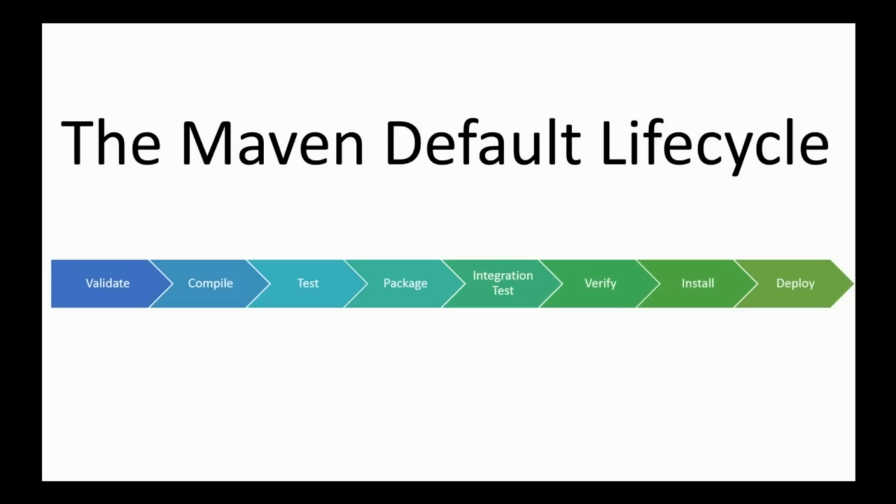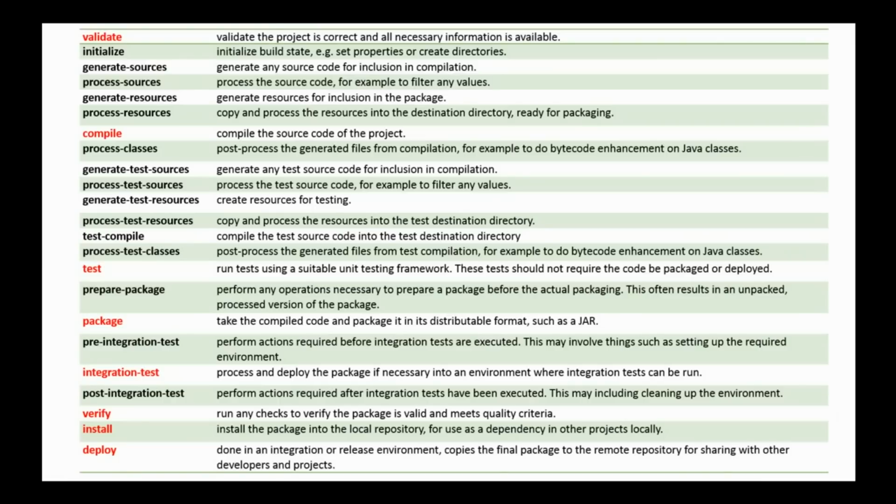Verify is for checking things like quality, and install and deploy are to do with publishing your projects so that other developers can use them as dependencies in other projects. In fact, there's actually a lot of sub-phases so that you have a pretty fine level of control over what order things are done in. But now let's take a look at it and see what it looks like.